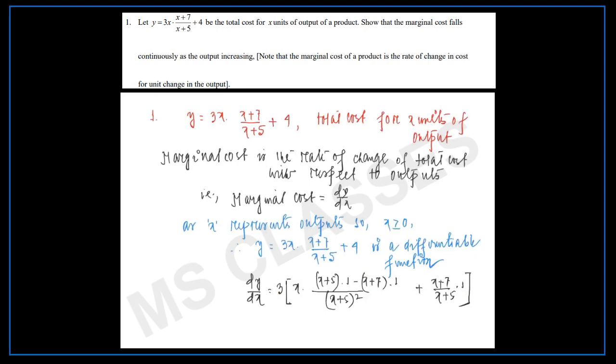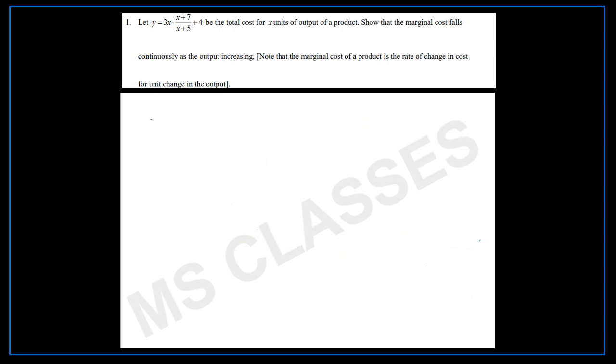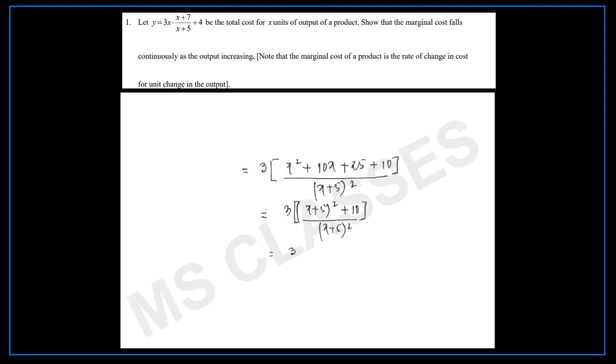Now, if we simplify this one, what we get? It is 3 outside, x into minus 2 by (x plus 5) whole square plus (x plus 7)/(x plus 5). On further simplification, 3 into (x square plus 10x plus 25 plus 10) divided by (x plus 5) whole square, which is 3 into ((x plus 5) whole square plus 10) divided by (x plus 5) whole square. This gives us 3 into (1 plus 10/(x plus 5) whole square).